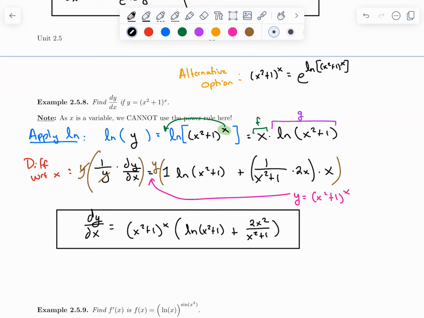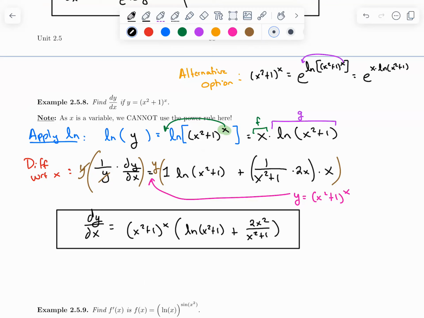Because e and ln are inverses of each other, they cancel each other out. So really, it's kind of like multiplying by 1. It doesn't do anything. So by adding an e and then an ln, it doesn't actually do anything. But then, of course, we can bring the exponent out front and get that this is e to the x times ln of x squared plus 1. And then you have to do a chain rule with a product rule on the inside. And it ends up working out just as well.